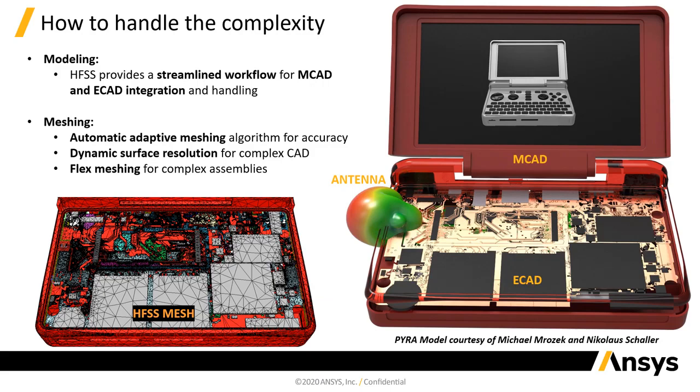HFSS refines the mesh to get a better accuracy, not only to represent the geometry, but also to really represent the electromagnetic field behavior. We also have dynamic surface resolution operations for complex CAD geometry. So if you have curvilinear, spherical geometries, we apply dynamic surface resolutions to each part of the geometry, which speeds up and enables a very good mesh. And we have a flex meshing algorithm that is really good for extremely complex structures, just like the one we are seeing here.